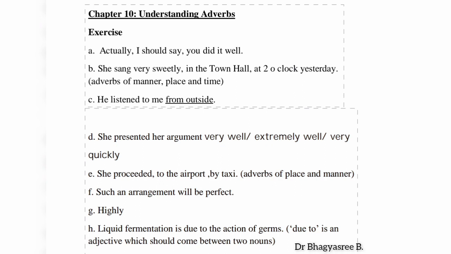G. The teacher spoke dash of Raju. You can choose either high or highly. So the answer is highly. The teacher spoke highly of Raju. And the last one is, liquids ferment due to the action of germs. This is about the use of due to. Due to ൻ്റെ യൂസ് നമ്മൾ നേരത്തെ കണ്ടായിരുന്നു. When we use due to, there should be a noun just before it and after it. So you can correct the sentence like this: liquid fermentation is due to the action of germs.